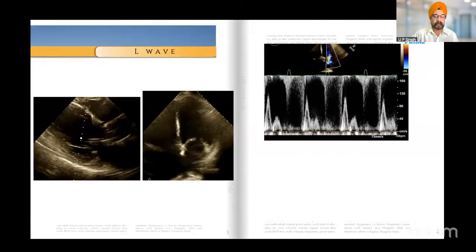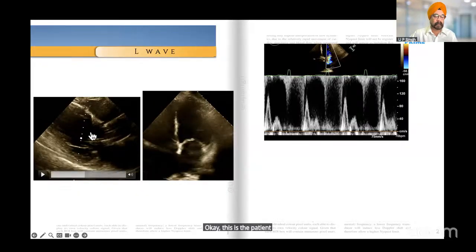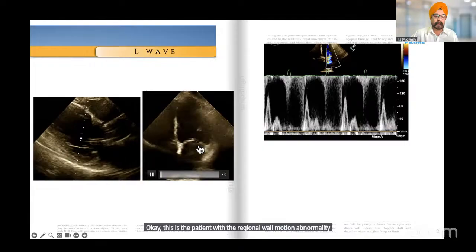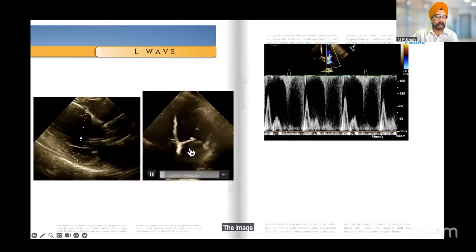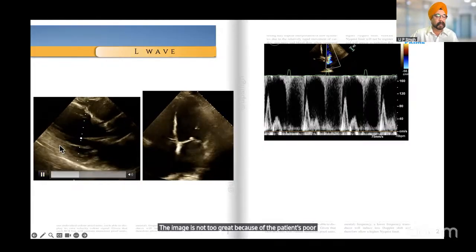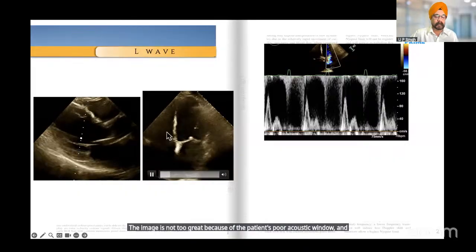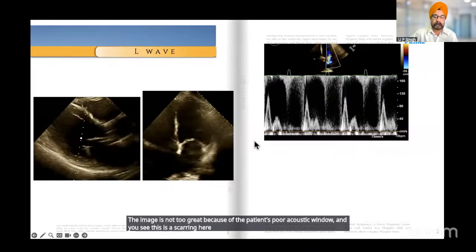Okay, this is the patient with the regional wall motion abnormality, a scar. The image is not too great because of the patient's poor acoustic window. And you see this is a scarring here. The LV dysfunction was there.